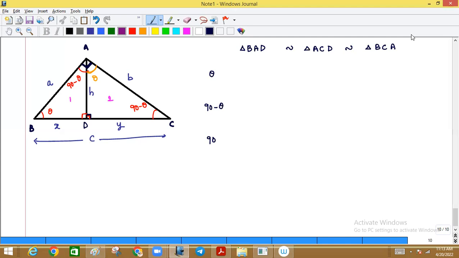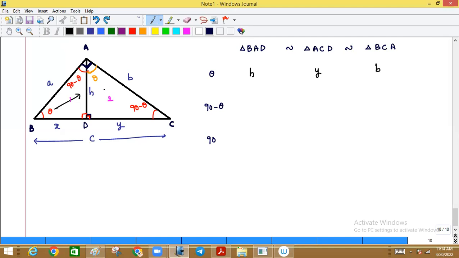Right? Now tell me the side which is opposite to theta in the first triangle. H. Very good. Opposite to theta in the second triangle. Y. Opposite to theta in the larger triangle. It's P. You understand this? Theta, it is H. Theta, it is Y. Theta, it is B. I'm writing the sides which are opposite to theta.